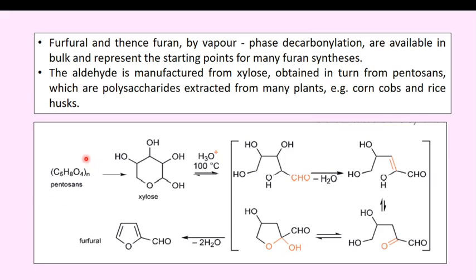So these are the pentosans which are used as a starting compound, and it gives xylose. These are forms of carbohydrate. Then further it follows the same procedure which we have seen in the mechanism for synthesis of furan from carbohydrates, and then it gives furfural, and this furfural on further distillation gives the respective furan.